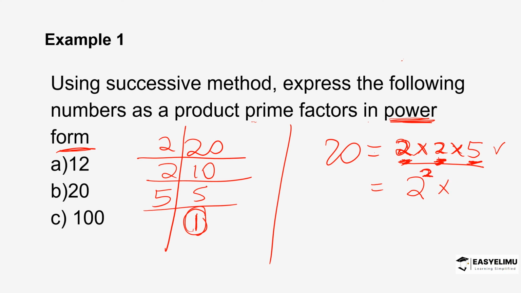The next prime number that is appearing in the product is 5, and then you also check the number of times that 5 is appearing in the product, and that is 1, so that becomes the power of 5. And therefore, 20 written as a product of its prime factors in power form should be 2 power 2 multiplied by 5 power 1.